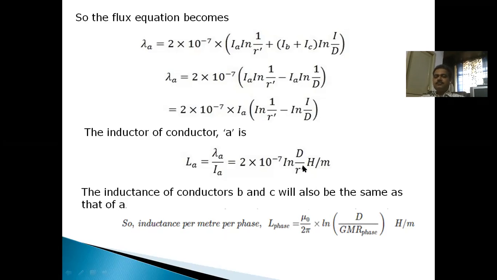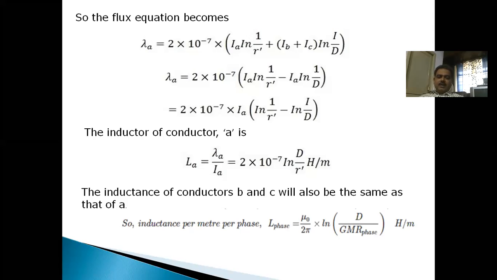So what is this? R dash or GMR, the geometric mean radius R. This can also be written as self GMD. In the last session I told that self GMD, which is nothing but GMR, is equal to 0.77 times R, 0.77 times the radius of the conductor. So many henries per meter. So is it clear? The first derivation is when the conductors are placed symmetrically. Symmetrically means the distance between any two conductors is the same.